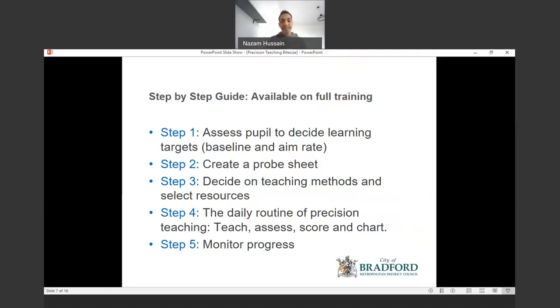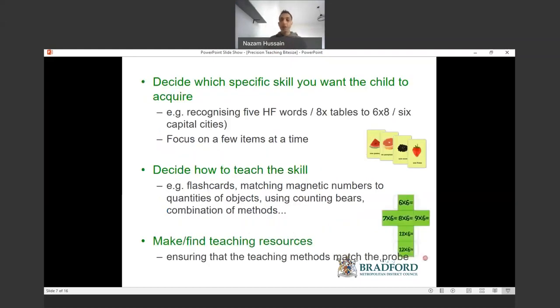And the daily routine in step 4 of precision teaching is always going to follow a structure where you teach for 5 to 10 minutes, you assess for 1 minute only, you score the correct and incorrect answers, and then you chart that progress on a ratio chart. And step 5 is when you interpret the results and you monitor the progress. We're going to go back towards those steps again.